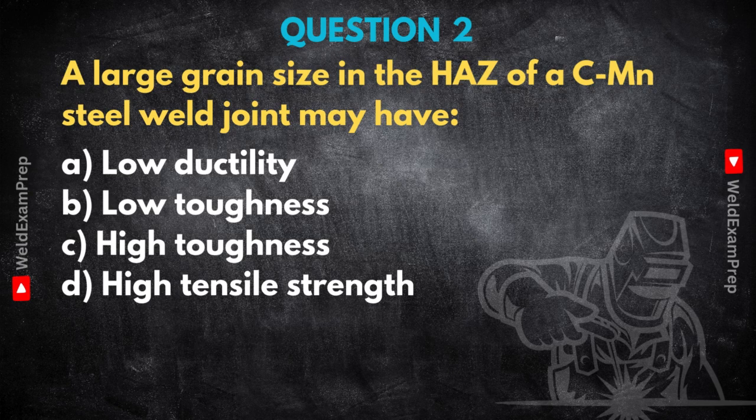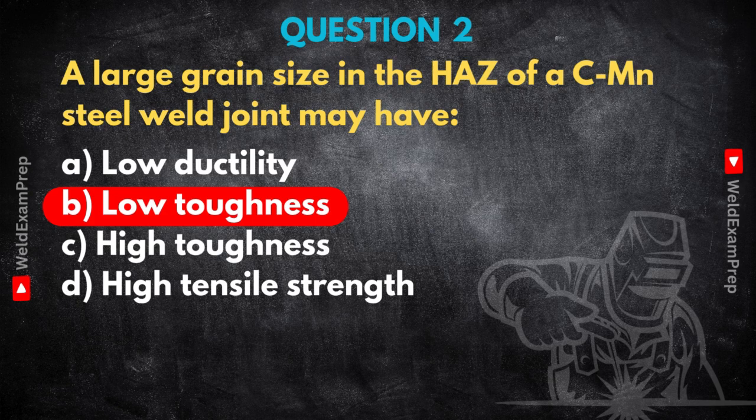The correct answer, it's B, low toughness. Yeah, the HAZ. It's that zone right next to the weld that didn't melt but got seriously hot. Right. In CMN steel, your everyday structural steel, if those grains grow large because of the heat cycle, it directly impacts toughness. Specifically, it leads to low toughness. And low toughness, well, that means the material can't absorb much energy before it fractures. It becomes more brittle. More brittle, okay.